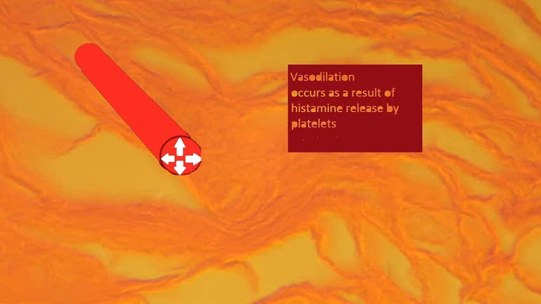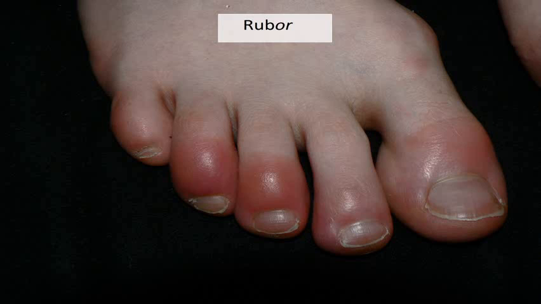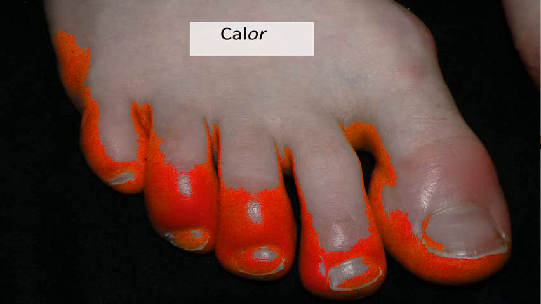Vasodilation caused by release of histamine from platelets is a major factor in the inflammatory response. There are 4 signs of inflammation. They end in the suffix OR. Rubor, or redness, is caused by the increase in blood flow to the wounded area as a result of the vasodilation response.